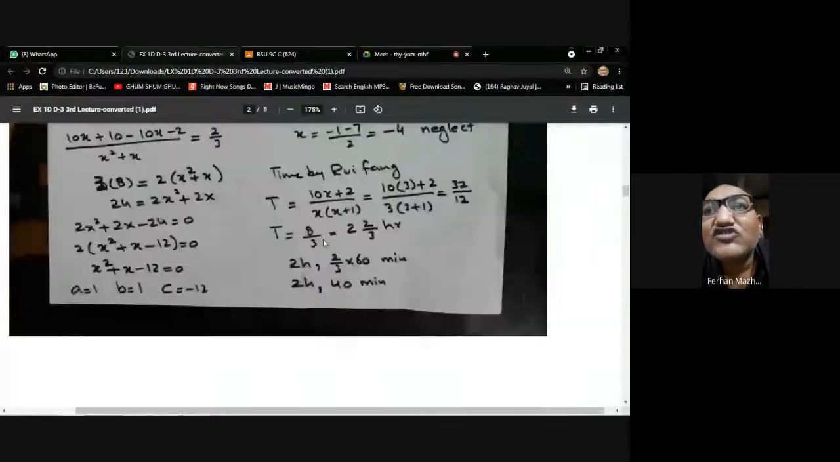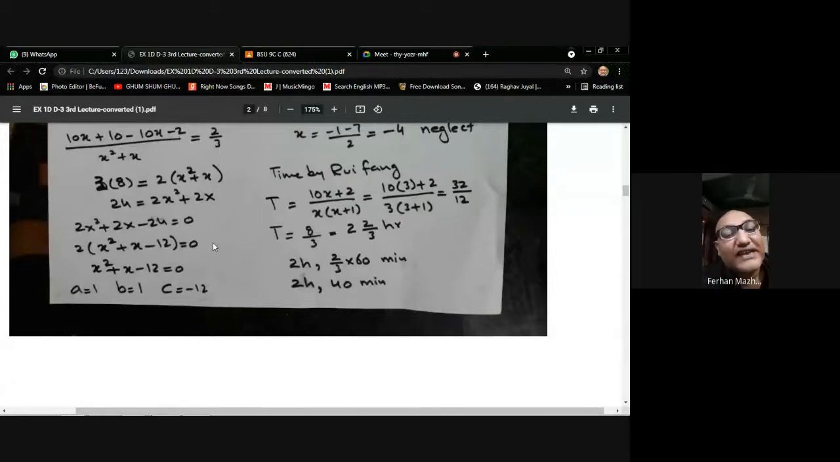And then his question is the time taken by the Ruifang to complete the course. When we started this question, we noted the total time taken by the Ruifang was (10x + 2) divided by x(x + 1). So just put the value of x. The value of x you just found is 3. So I substitute the value of x there. My final answer will be 32 divided by 12. That will be 8 by 3. That will be 2 whole 2 by 3 hours.